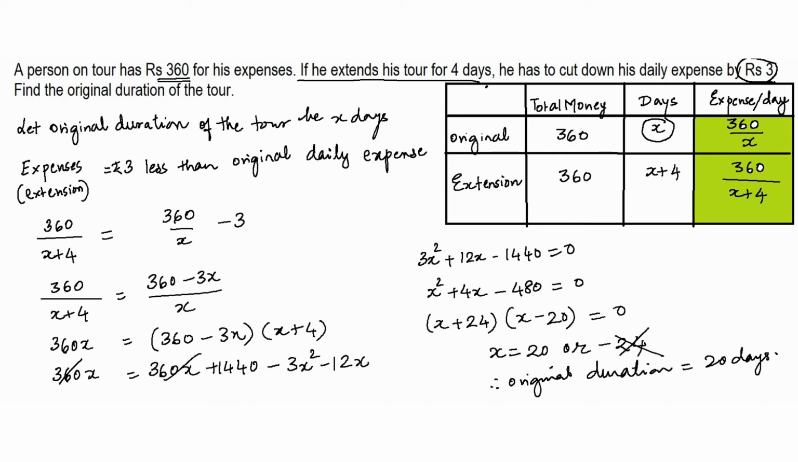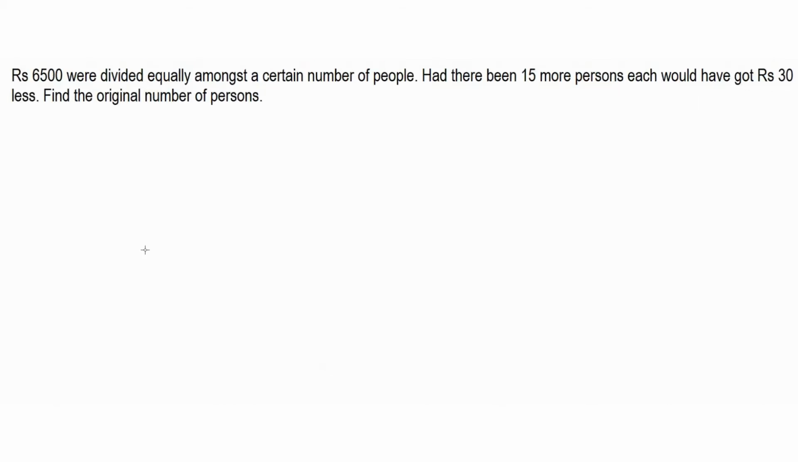Moving on to the next question. Let's take a look at the following question. Rupees 6,500 were divided equally amongst a certain number of people. Had there been 15 more persons, each would have got rupees 30 less. Find the original number of persons.